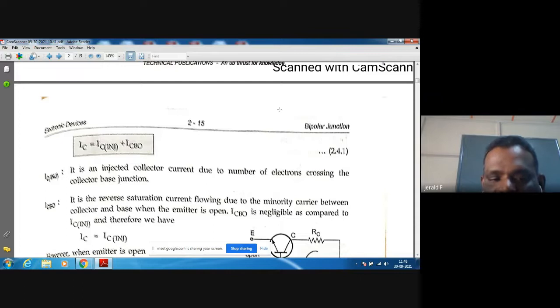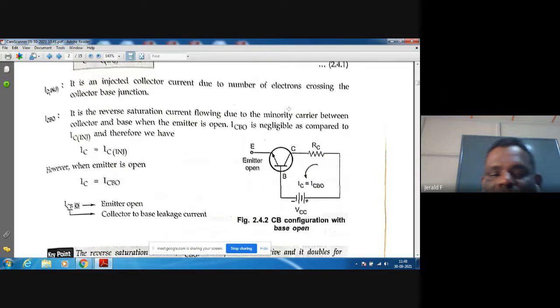The minority carriers flow between the collector and base when the emitter is open, and that is called ICBO. Since ICBO is negligible and IC injection is dominant, finally IC is approximately equal to IC injection. In ICBO, ICB is the collector base leakage current, and O means the emitter is open.